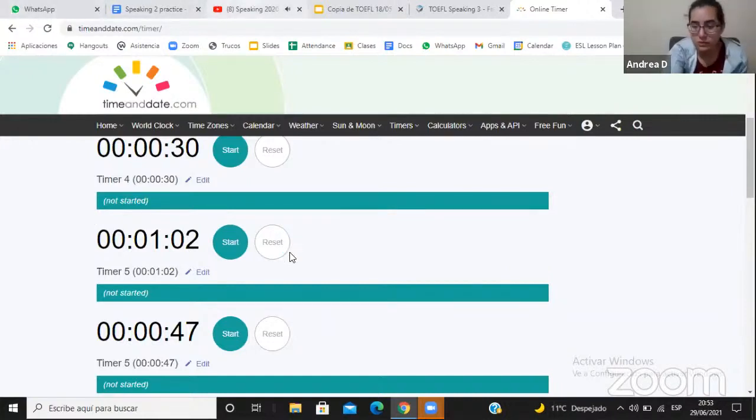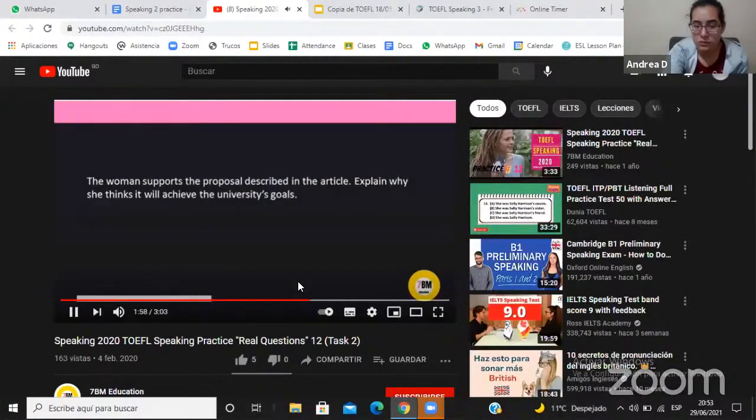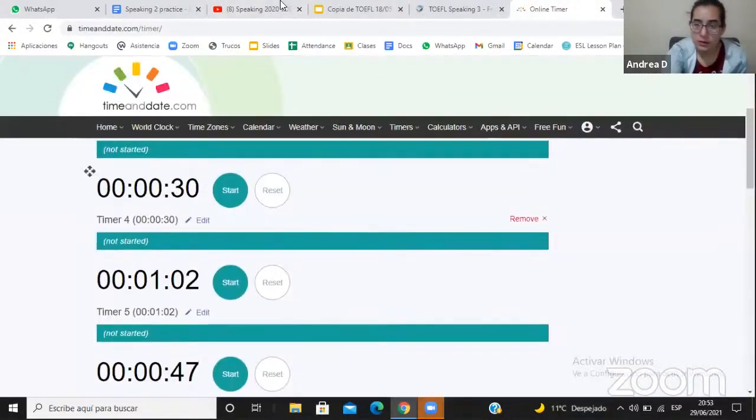The woman supports the proposal described in the article. Explain why she thinks it will achieve the university's goals. Okay, guys. So now I'll give you all 30 seconds to prepare your response. I'm gonna also leave it there if you want to read it, but go ahead.